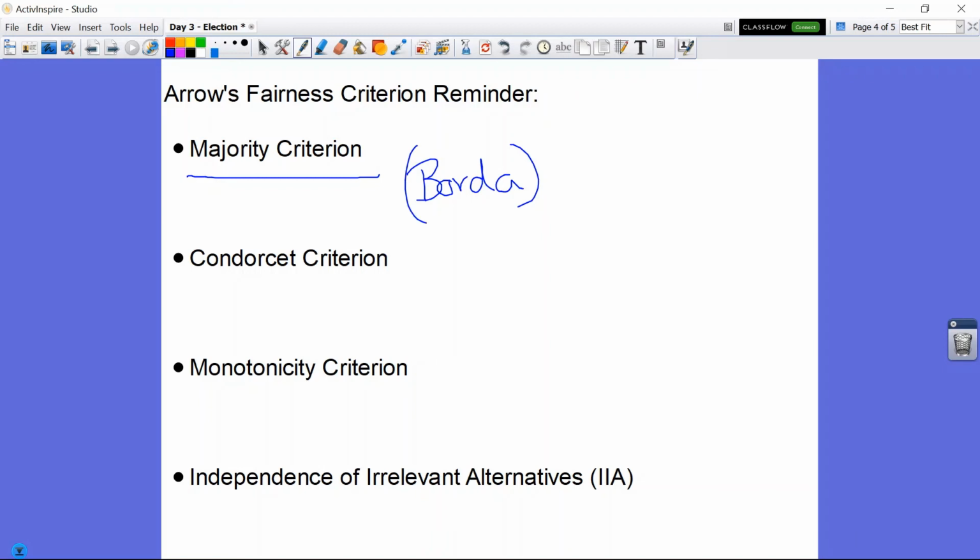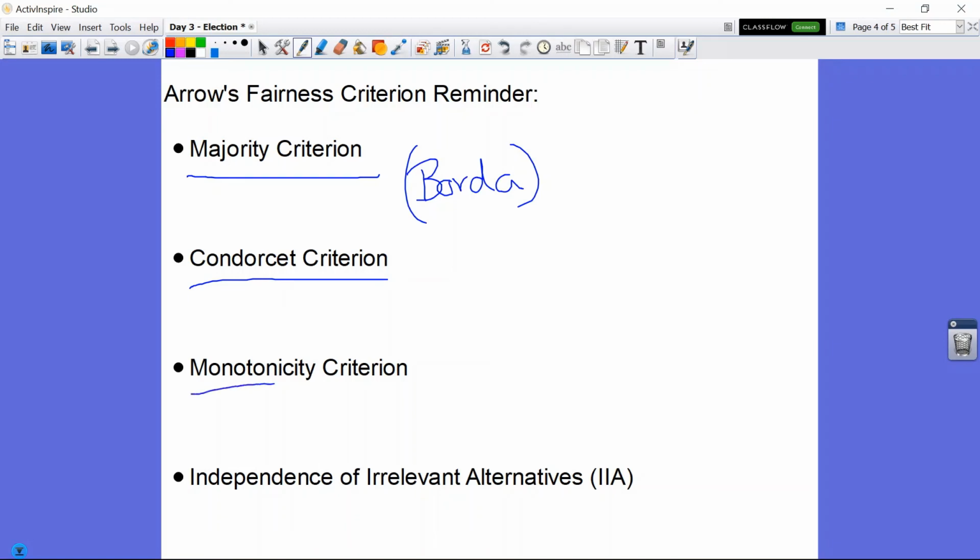All right, the Condorcet criterion tells you that a Condorcet candidate should win, and a Condorcet candidate is a candidate who wins all of their head-to-head pairwise matchups. So if you win every single matchup against your opponent, then you should be the winner. If that doesn't happen, it's a violation of the Condorcet criterion.